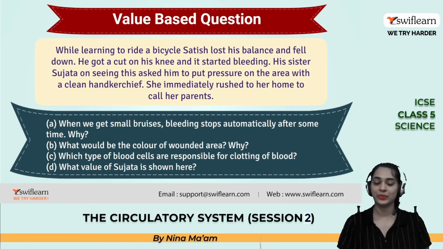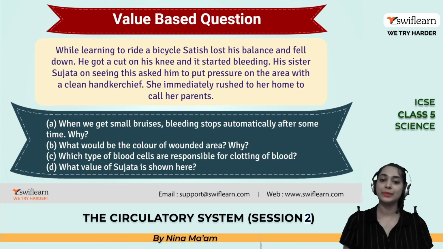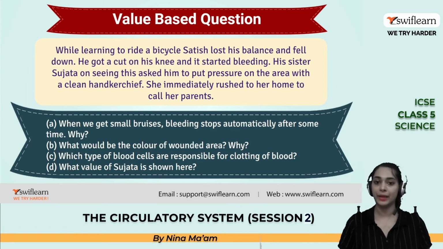Let's answer it. When we get small bruises, bleeding stops automatically after some time. Why is it happening? Because we have platelets in our blood, which produce a thick mass around the wound, so the blood flow will stop. Option B: what would be the color of the wounded area and why? In our lifetime, at least once we get a wound, right? The wound color will be dark red, because clotting happens, that is why the color is like that.